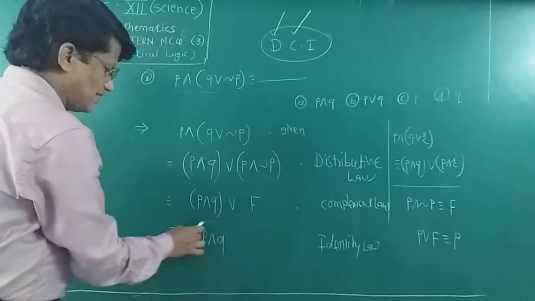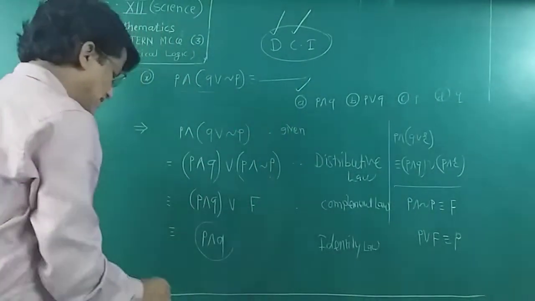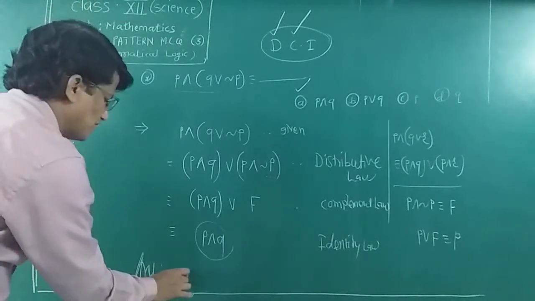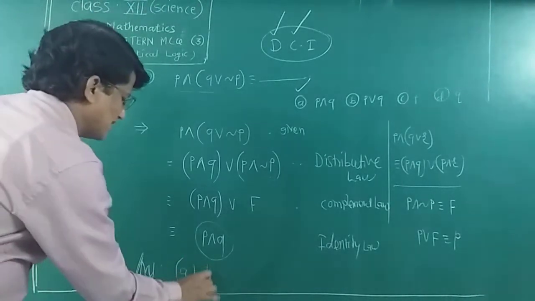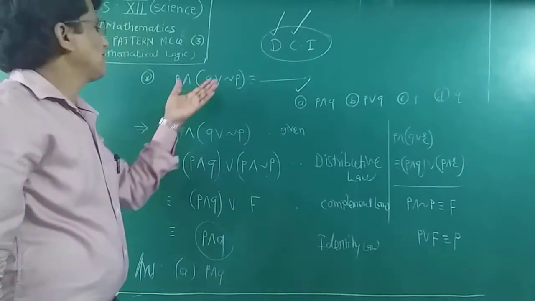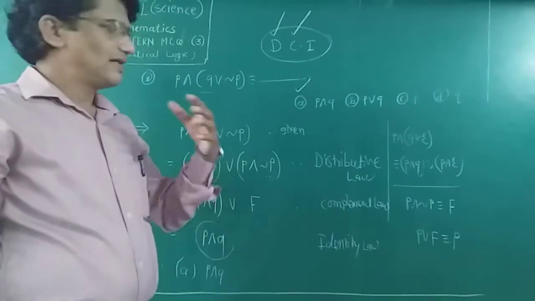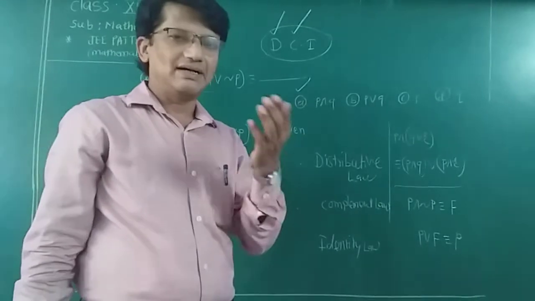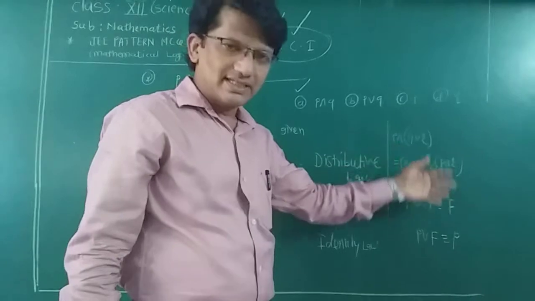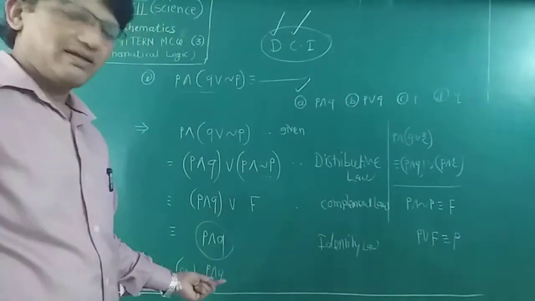Thus, we have discussed the answer of this. The answer is P and Q, the first option. So our answer is option number 1, A, that is P and Q. Simply, for solving such types of examples, try to use our rules in mathematical logic, and by using such rules we can easily simplify the given statement. So the answer will be like this.